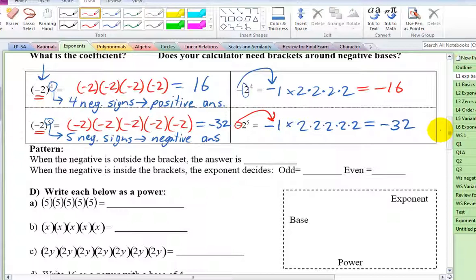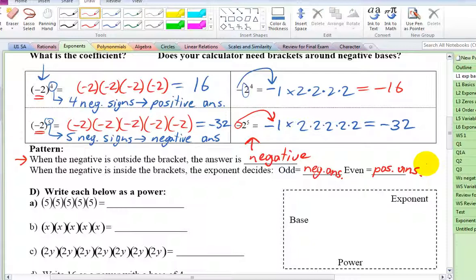Okay, so let's talk about a couple things. Number one, when your negative sign is outside the bracket, the answer is negative. Always. And we can see that from the top, the two on the right. From the two on the left, when the negative sign is in the brackets, the odd exponent decides. If it's odd, then you have a negative answer. And if it's even, then you have a positive answer.